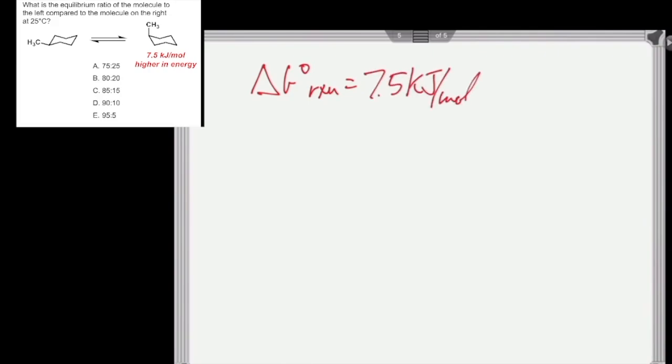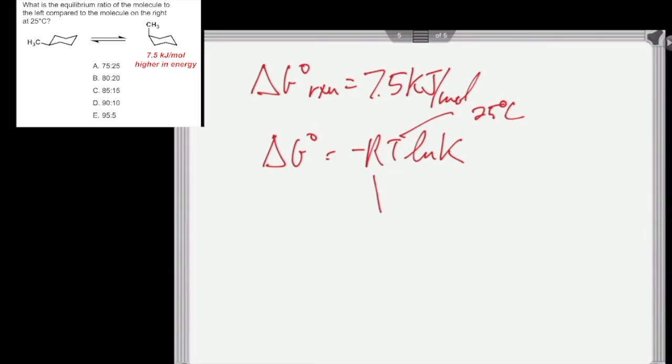What else do we know? We have delta G naught equals minus RT ln K. We've got temperature, and the temperature here is 25 degrees Celsius. What's the R value you want to use?